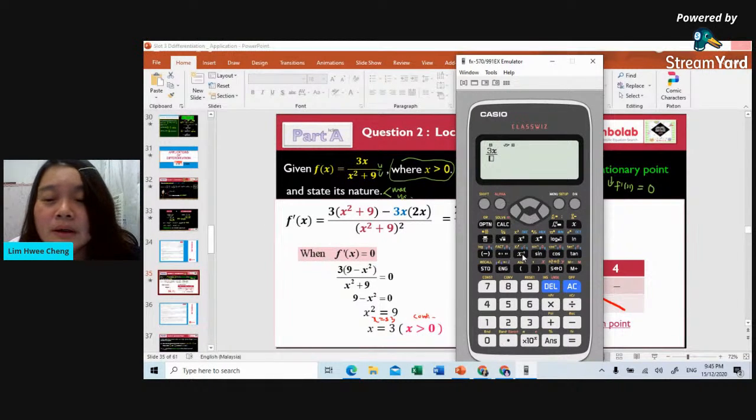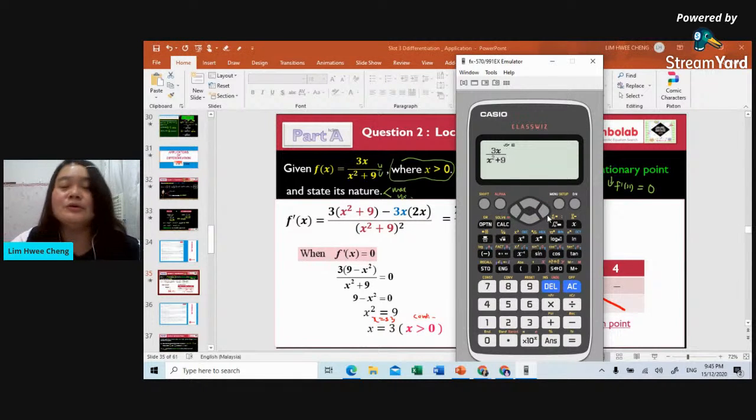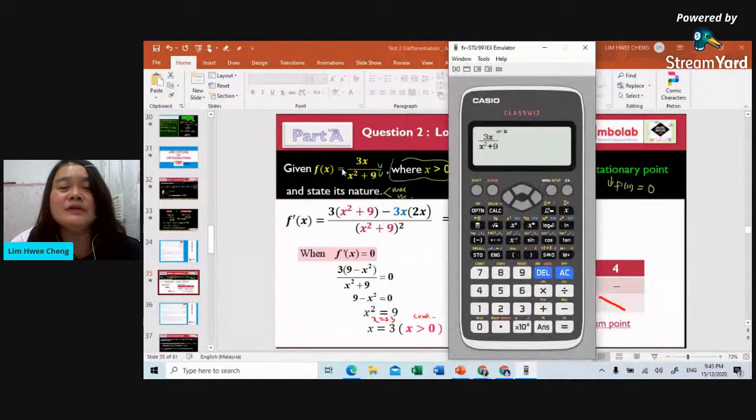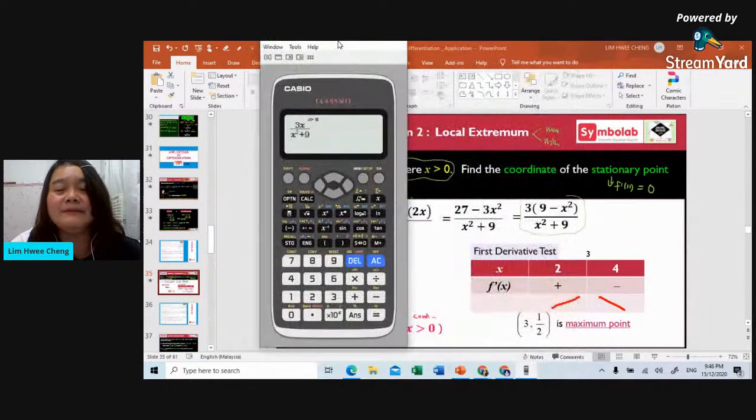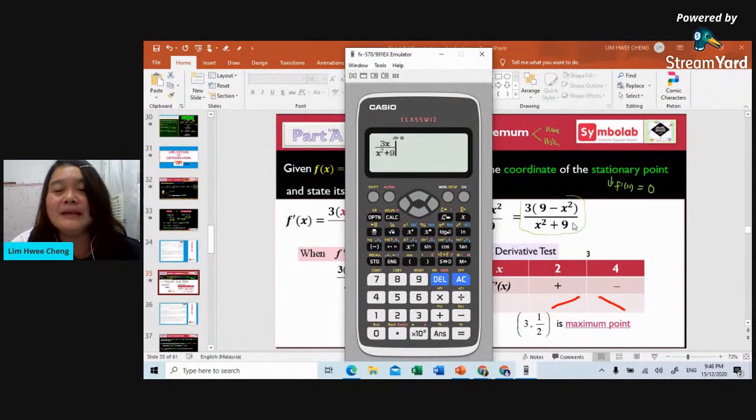Over alpha x square plus 9. Okay, and you use the calculate function. Oh, salah. Saya tak boleh masukkan ini. Fungsi saya masukkan ini salah. Kenapa? Sebab saya termasuk fungsi f(x) ni. Saya tak mau masukkan fungsi f(x). Saya kalau nak buat first derivative test, saya mesti masukkan yang ini. So ini salah. So this is why you always make the mistake of this.